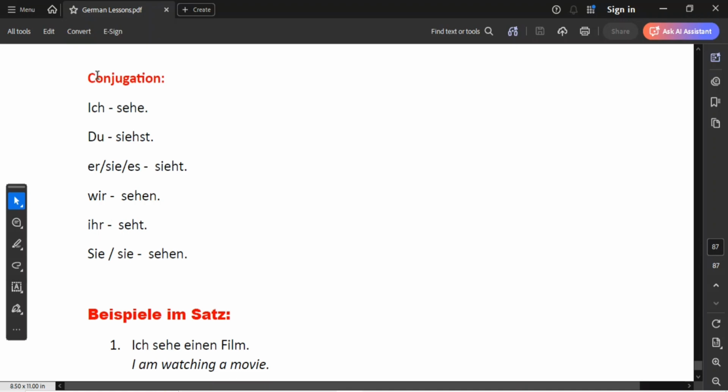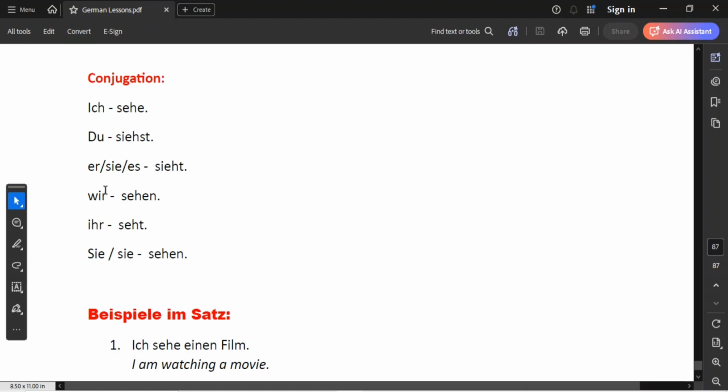I'm going to start with ich. Ich sehe, du siehst, er sieht, wir sehen, ihr seht, sie sehen. So as you can see, du and er, there is a change of vowels whereby e is changing to ie. So ich sehe, du siehst, er sieht, wir sehen, ihr seht, sie sehen.